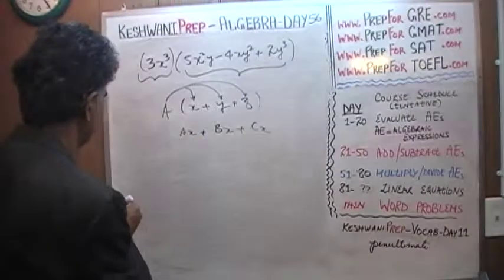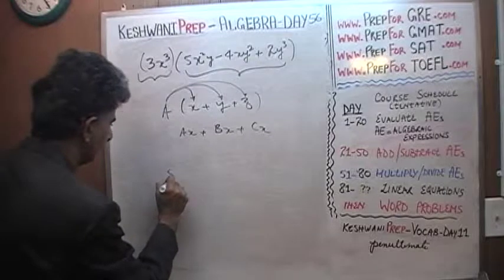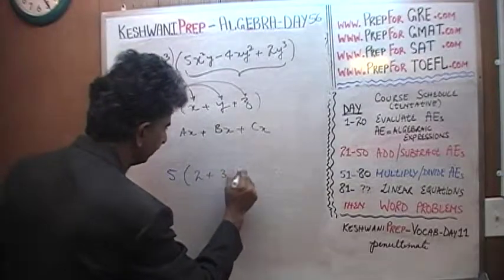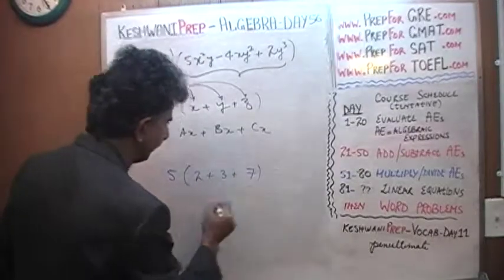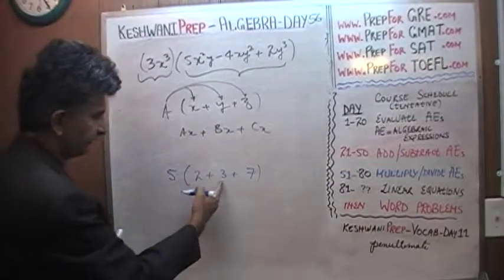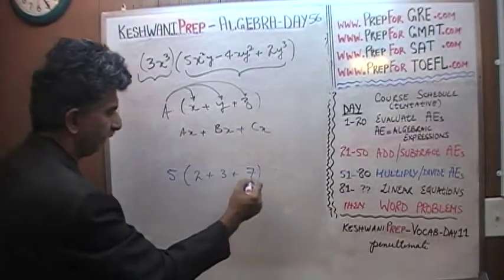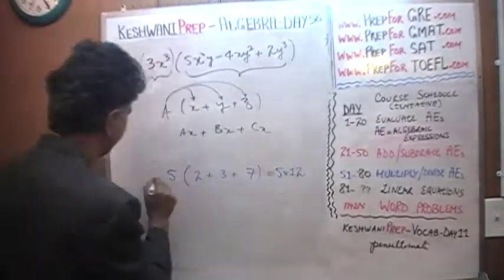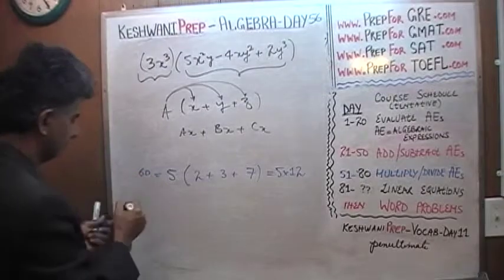Say for example, if we were asked how much is 5 times 2 plus 3 plus 7. Well, we know 2 plus 3 is 5, 5 plus 7 is 12. So we already know the answer is 5 times 12, which is 60. We know the answer is 60.